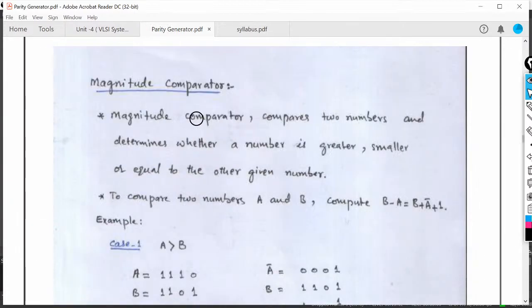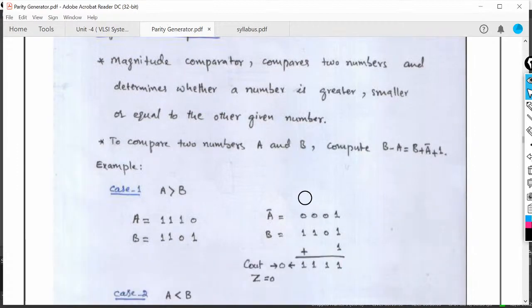Now we can understand the magnitude comparator. We discussed all this theory earlier. Now I am explaining it by taking some practical examples. There are 3 different cases. We all know that when we compare 2 different bits, 3 different cases are possible.